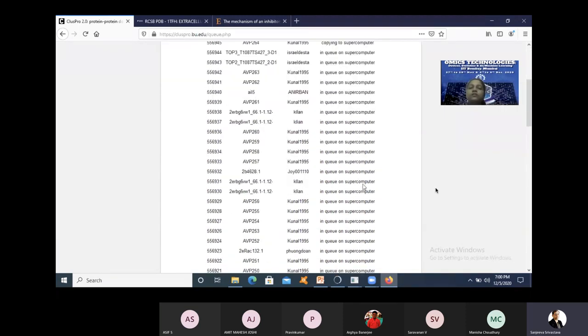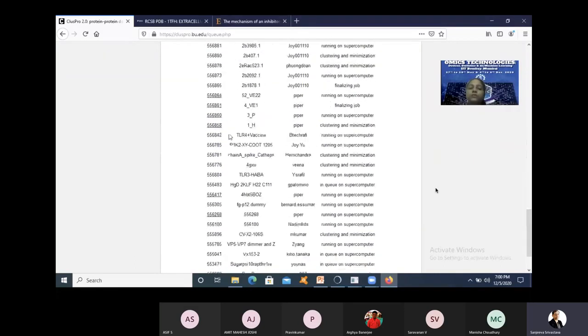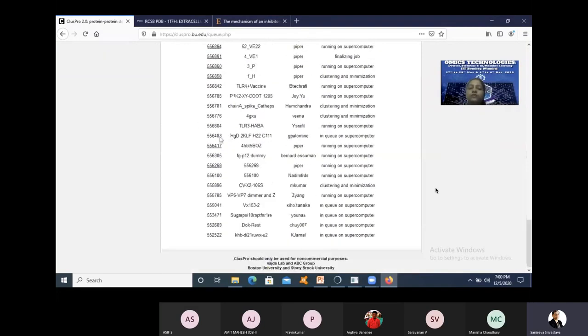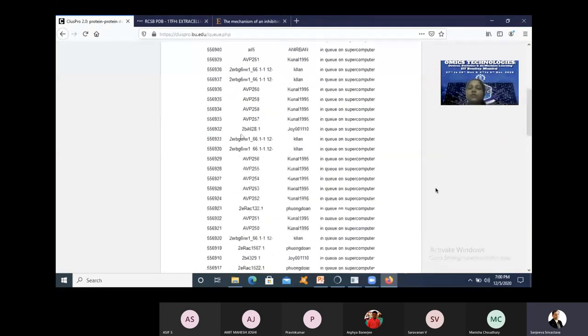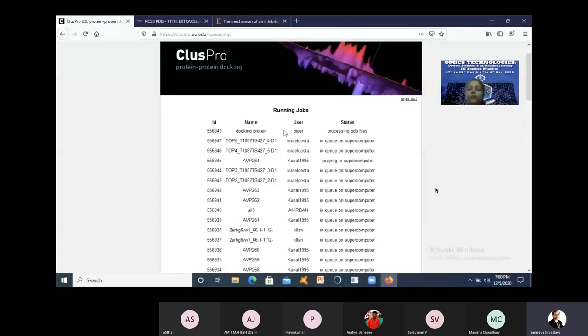All the scholars and researchers throughout the world can access the ClusPro server and upload their protein docking studies here. This is freely available software which everyone can use. And if you can see here, our study, the docking protein, our job, is already uploaded. So we can keep checking the status.